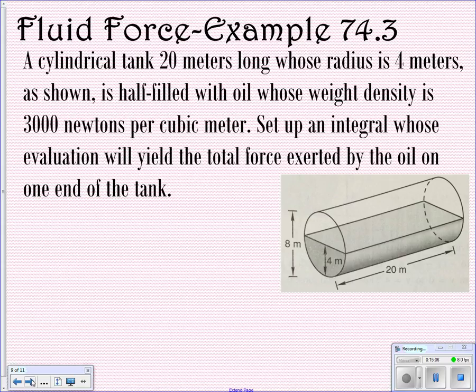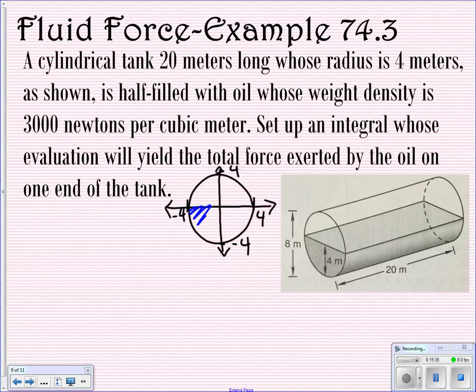All right, so what we need to do first is to put it on the X and Y axis. Now it's a circle. The easiest way to do this is going to be to center it at the origin. So I'm going to center it at the origin. The radius is 4, so I'm going to go ahead and mark that these are 4 and -4. And now I'm going to fill in my fluid. It's half filled, so that means that the fluid is going to be here.